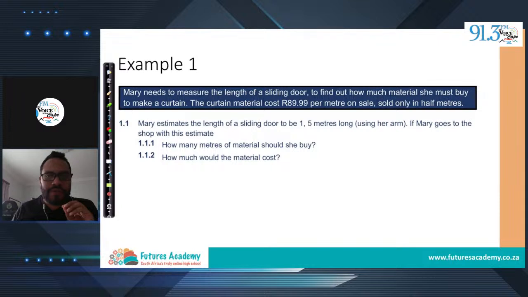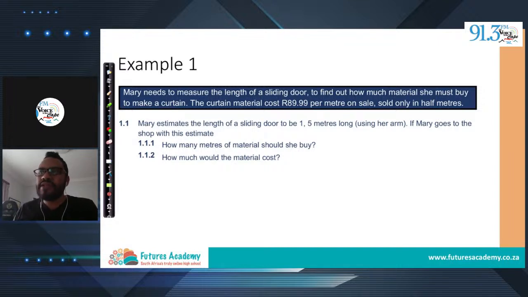Read the question. Okay? You need to read the question. So let's go to example 1 and let's be good students and let's read the question. It says, Mary needs to measure the length of a sliding door to find out how much material she must buy to make a curtain.